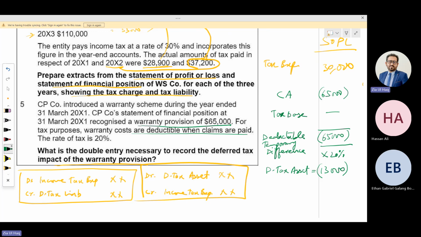So what is the accounting entry for deferred tax asset? Deferred tax asset debit with the 13,000 and income tax expense credit with 13,000. If it was a liability, we will need to record this entry as a liability credit.